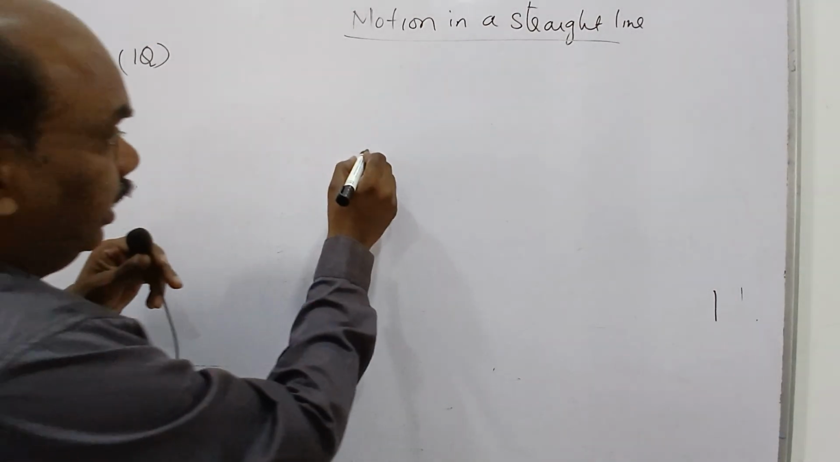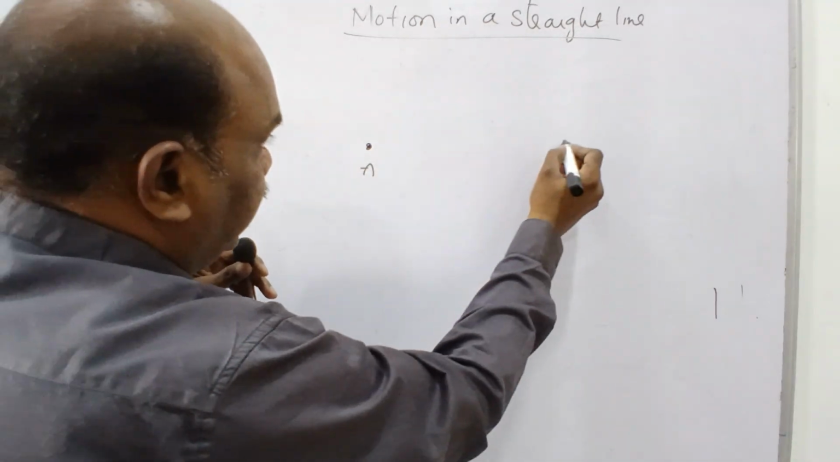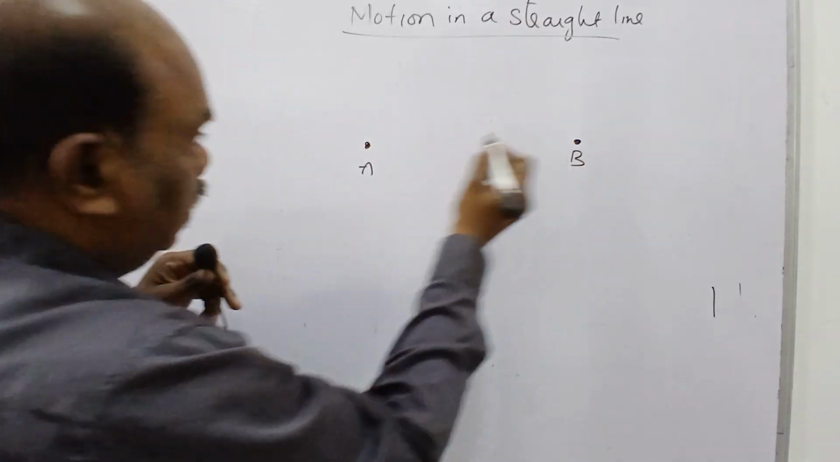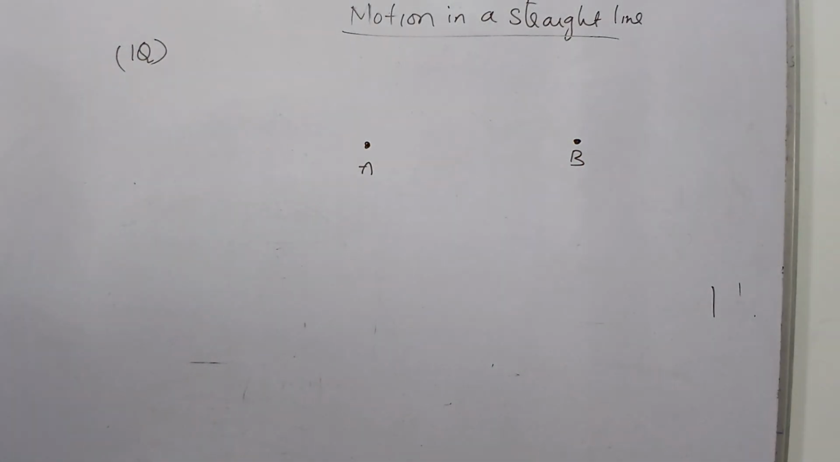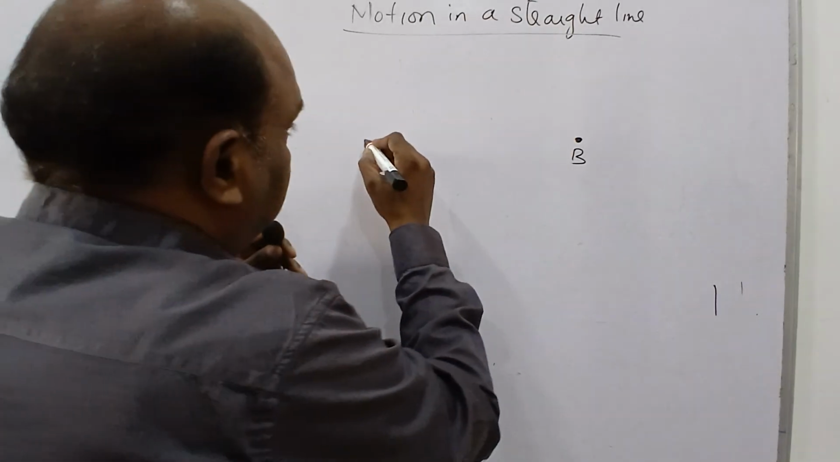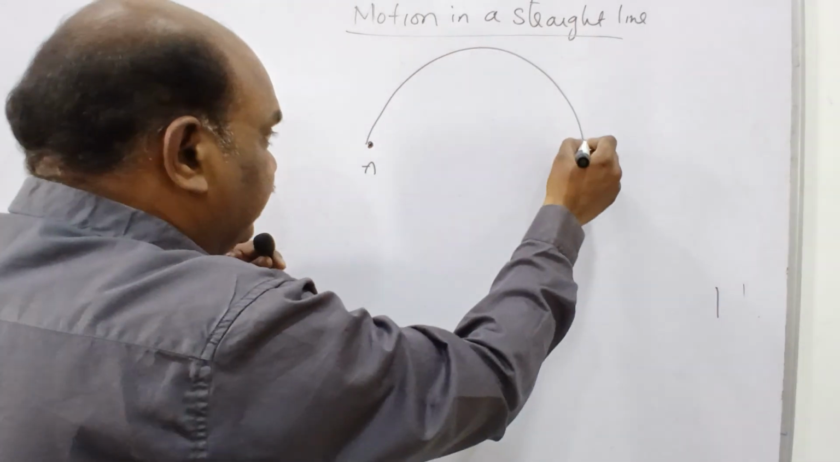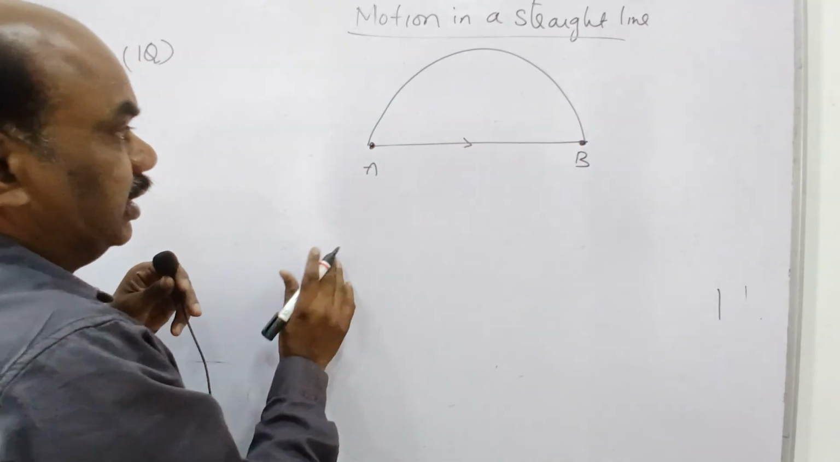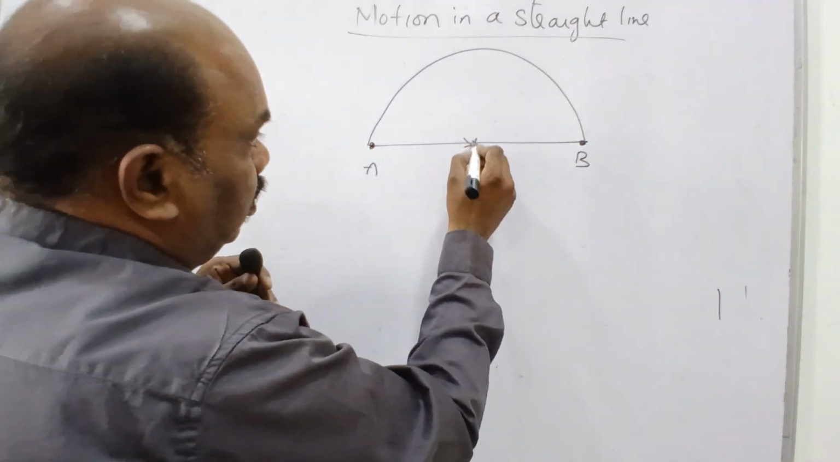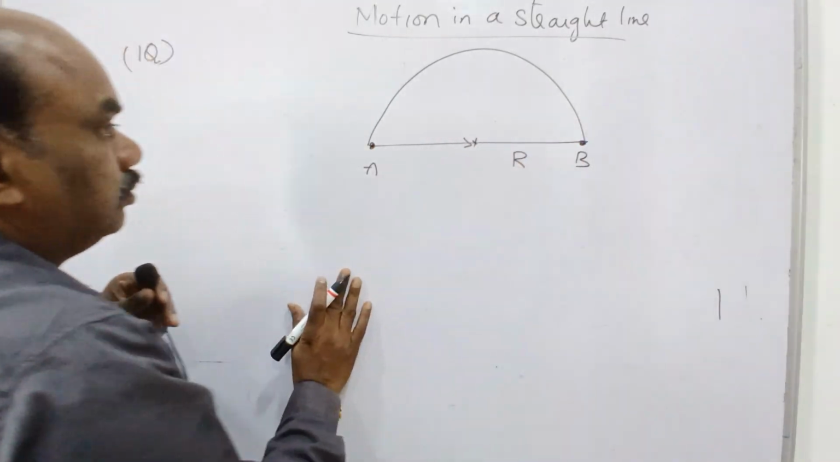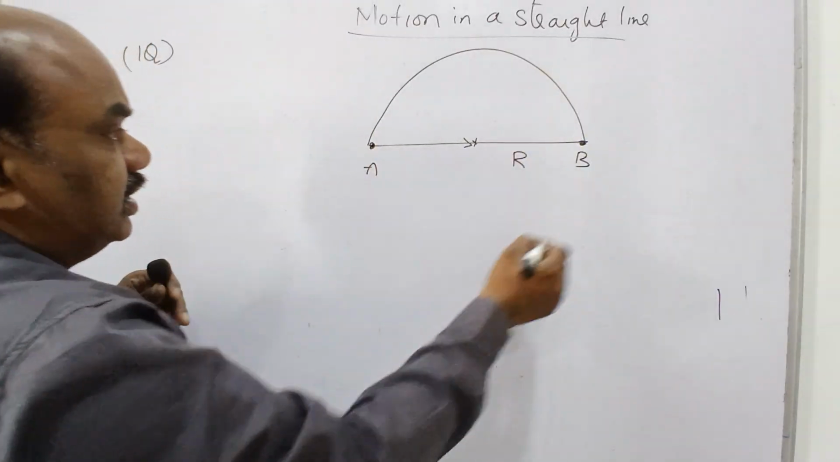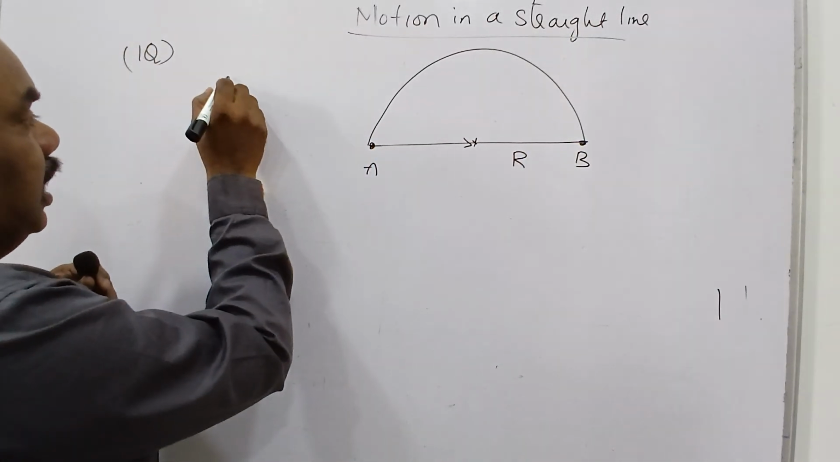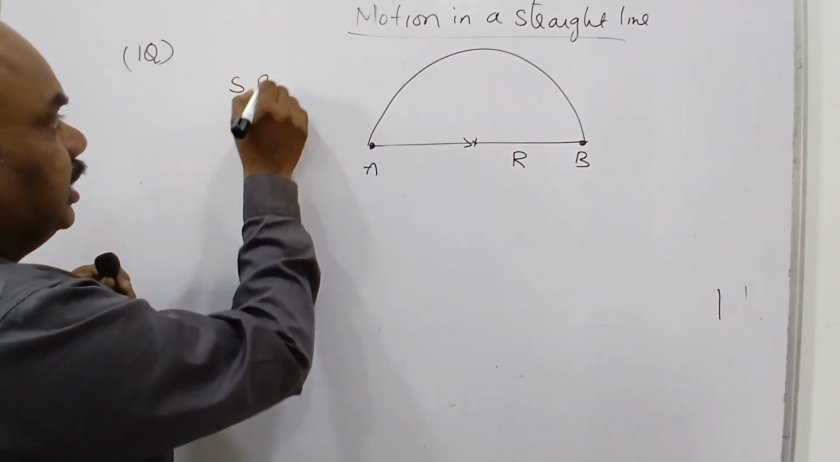This is point A. This is point B. Now, a person wants to go from A to B. First, he went like this. Second time, this is the displacement, A to B displacement. Here to here, let the radius be R. R is the radius of this circular track. Find the distance and displacement.